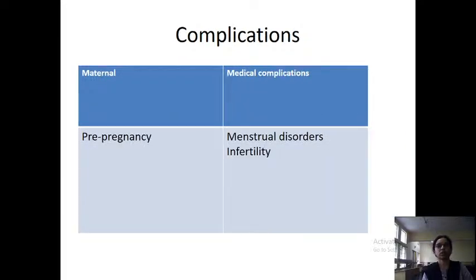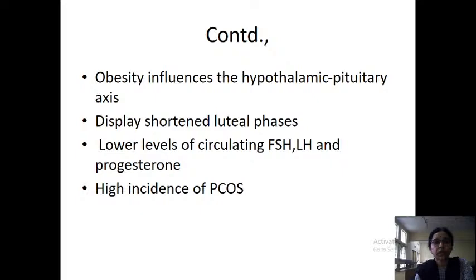So coming to the complications, once a woman is overweight or obese, she will have complications like menstrual disorders, and most of the time she tends to be infertile and needs ART techniques to conceive, because in a few of the women this overweight or obesity is complicated by a high incidence of PCOS. The mechanism behind her irregular cycles or menstrual disorders and the higher rates of infertility is that obesity influences the HPO axis, and these women display shortened luteal phases, and also have lower levels of circulating follicle stimulating hormone, luteinizing hormone and progesterone. They will have a high incidence of PCOS, and mostly require ART techniques to conceive, and even the cumulative pregnancy rates will be a bit low once these women have an associated PCOS.